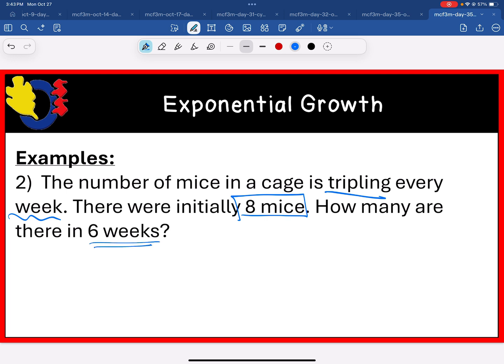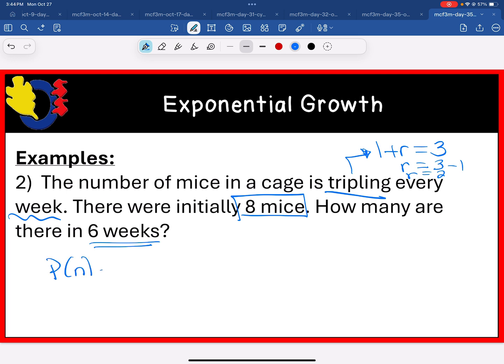Okay, so whenever we see words like doubling, tripling, quadrupling, we have to just think of this as 1 plus our r value is going to equal 3 for tripling, or 1 plus r equals 2 for doubling, 1 plus r equals 4 for quadrupling. So if we were to rearrange this and solve for r, r is equal to 3 minus 1, so r is actually equal to 2. Okay, so let's write down what we know, and I'll show you where that applies.